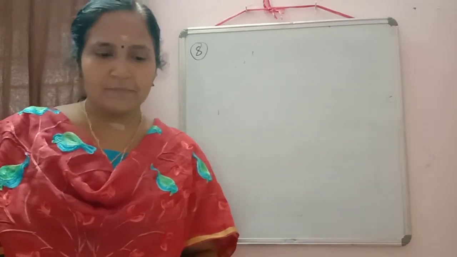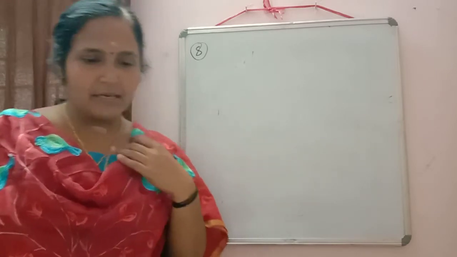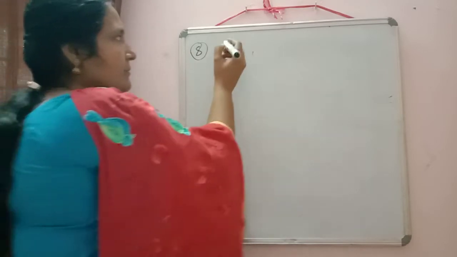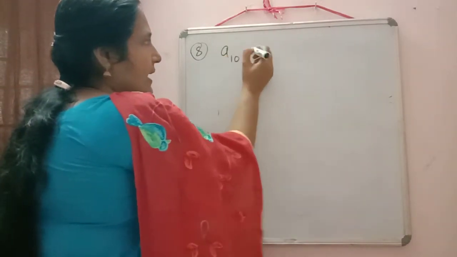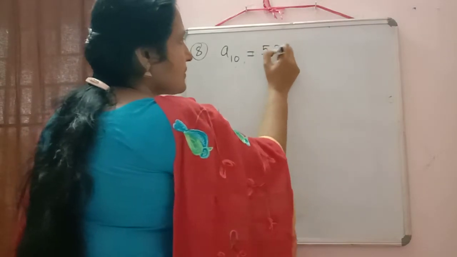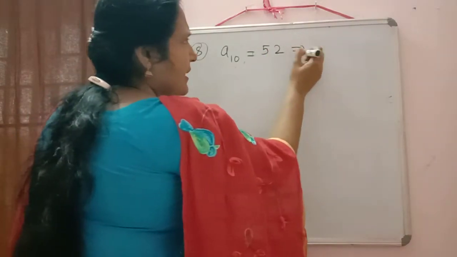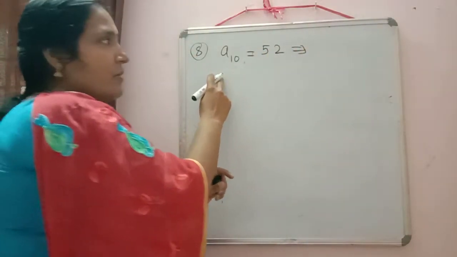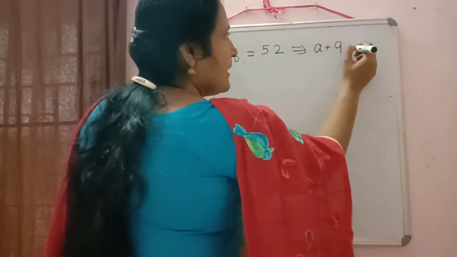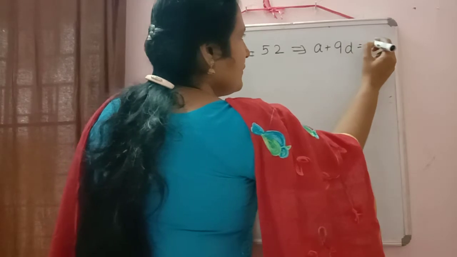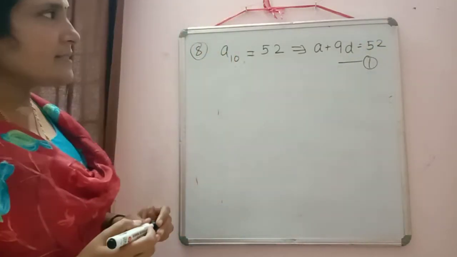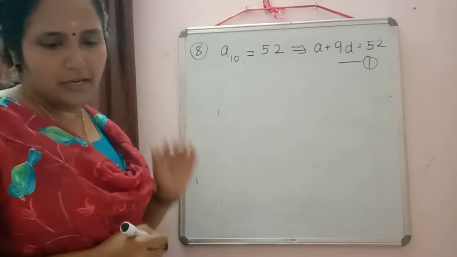Written? Okay. So we'll write down what is given in the question. The 10th term of the AP is given. A10 is equal to 52. Here only we can simplify. A10 according to the formula is a plus (10 minus 1)d, that is a plus 9d, is equal to 52. Make it equation number 1: a plus 9d is equal to 52.